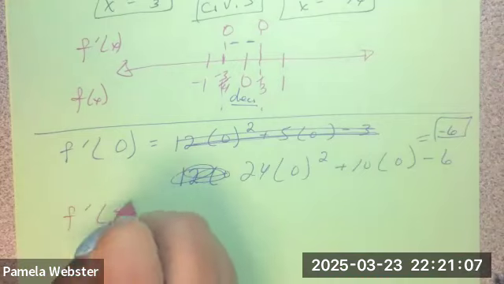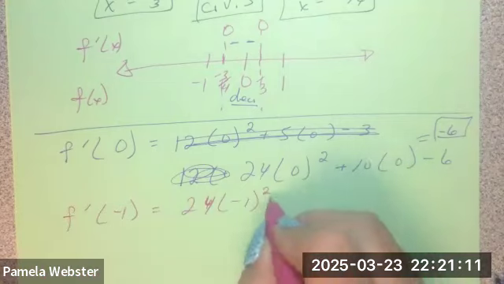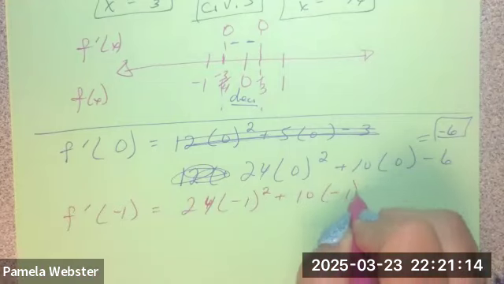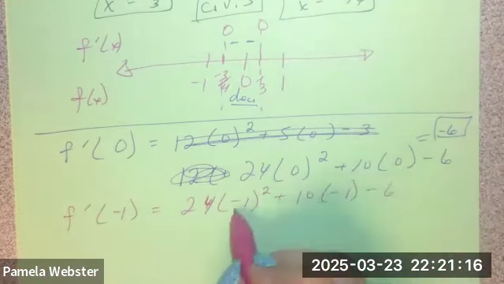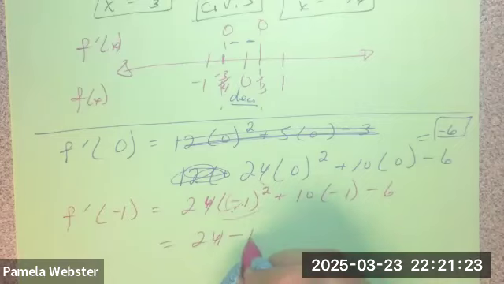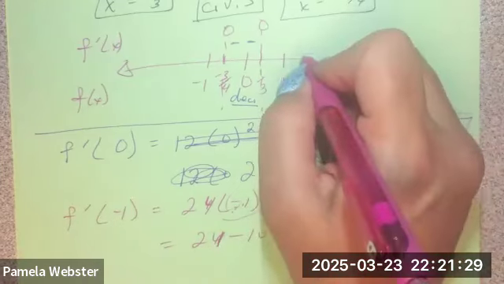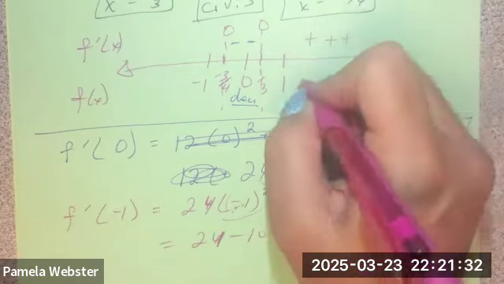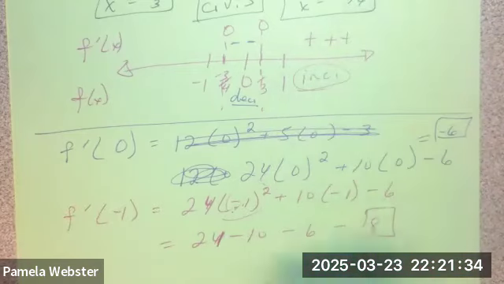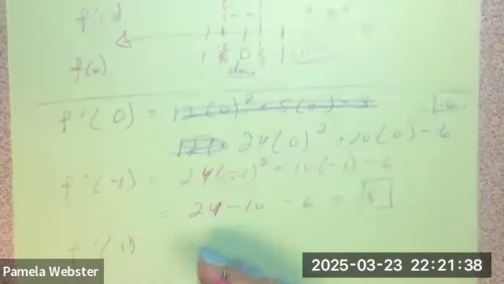And then I need to plug in the other numbers. So f prime of negative 1, 24 times negative 1 squared, 10 times negative 1 minus 6. Negative 1 squared is a positive 1 times 24. That's 24 minus 10 minus 6. That's minus 16. That should be an 8. That's a positive. That's all I care about. That's an increase.